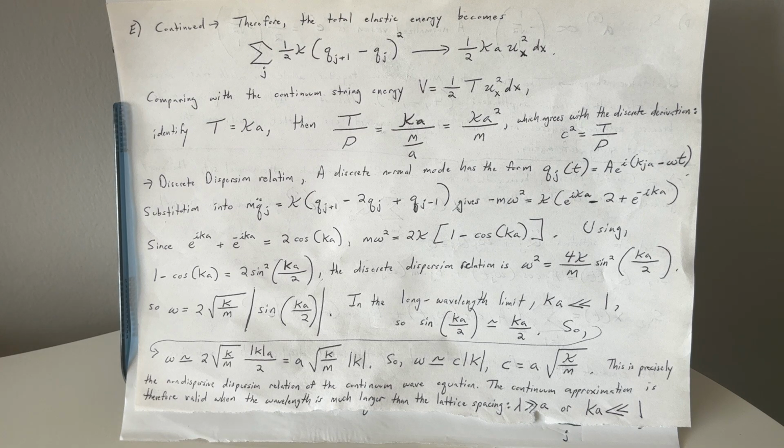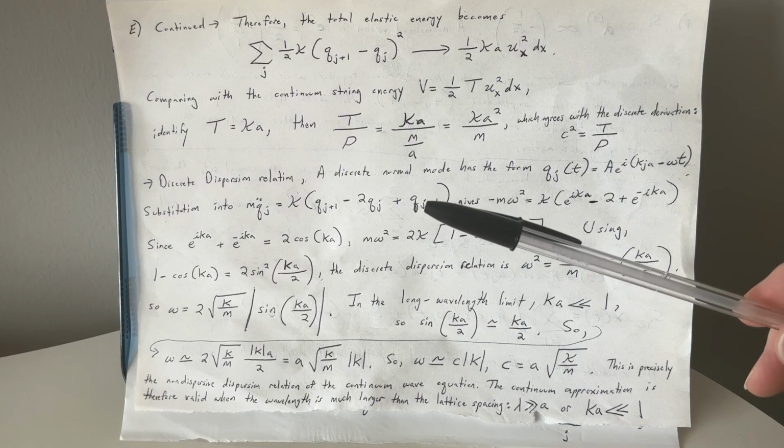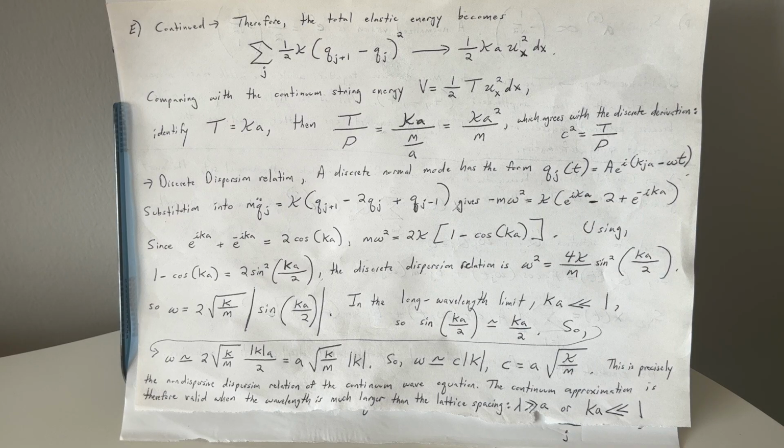So the discrete dispersion relation: a discrete normal mode has the form q_j(t) equals A e to the i times the quantity (kja minus omega t). And substitution into m q_j double dot equals kappa times the quantity (q_{j+1} minus 2q_j plus q_{j-1}) gives negative m omega squared equals kappa times the quantity (e to the i k a minus 2 plus e to the negative i k a).